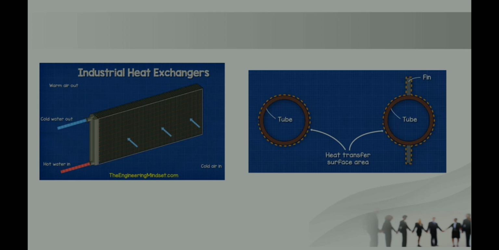If you see the next picture, we can see how the surface area helps heat transfer at the connection of a tube and the fins. So it increases the surface area, and if the surface area is high, there is a high chance of heat transfer between both.